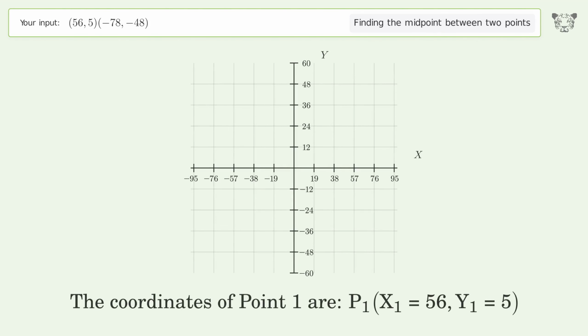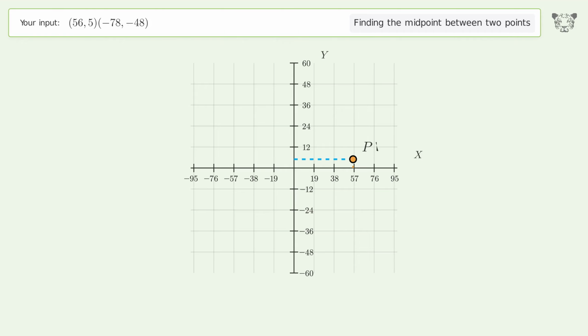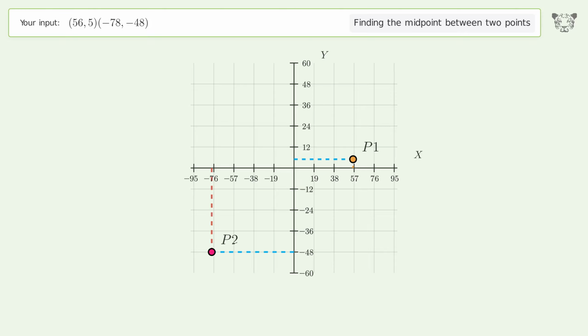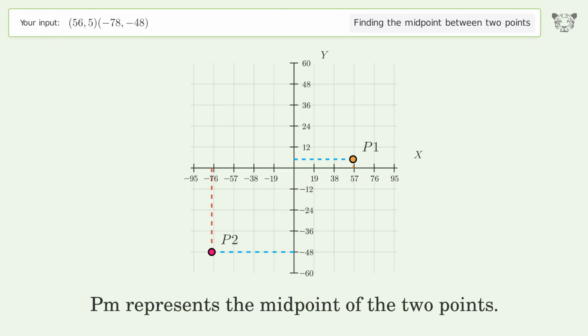The coordinates of point 1 are x1 equals 56, y1 equals 5. The coordinates of point 2 are x2 equals -78, y2 equals -48. PM represents the midpoint of the 2 points.